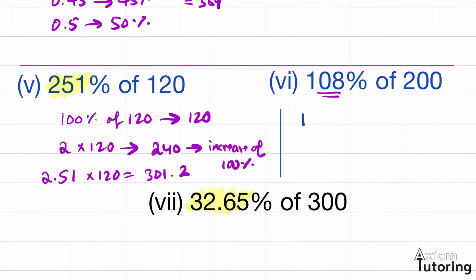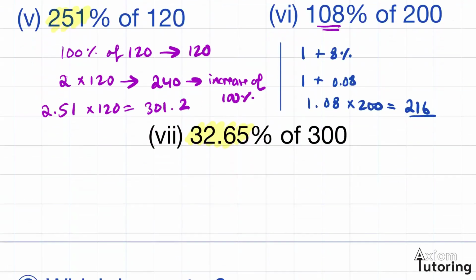How about 108%? Let's think about this one intuitively. 100% is 1 whole plus 8%. 8% is 0.08. So the multiplier for 108% is 1.08. We multiply that by 200. 1.08 times 200 should give you 216.